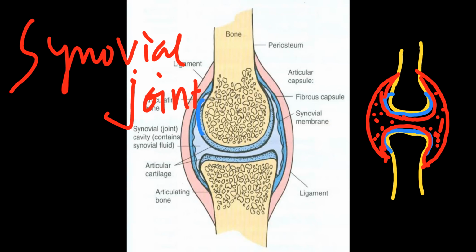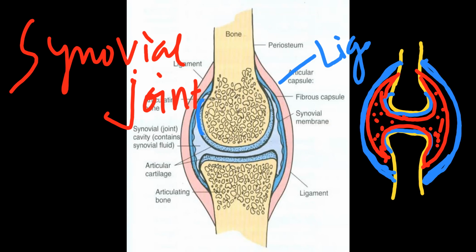And at this position, special connective tissue will be holding the two bones in position, because the synovial membrane is a very thin membrane. It cannot hold the two bones in this position for long. So a special tissue is there which is called ligament. You know that bone to bone connection is established by ligament. So these ligaments hold the bones in position. So this is a kind of joint which is called a synovial joint.